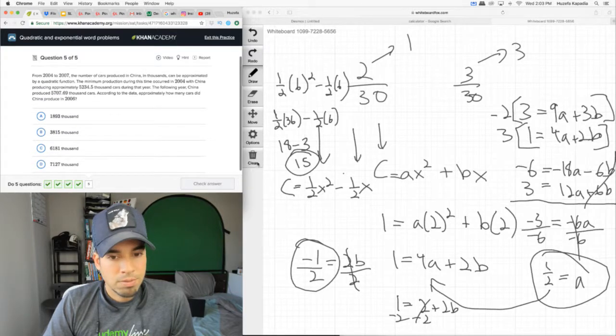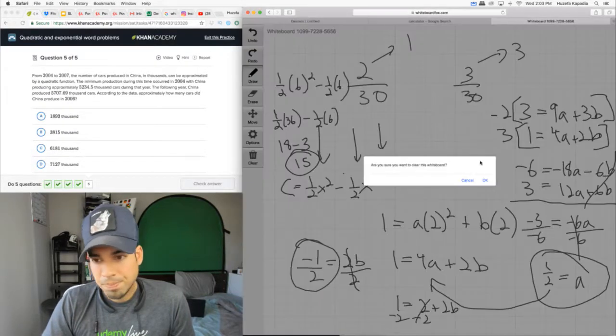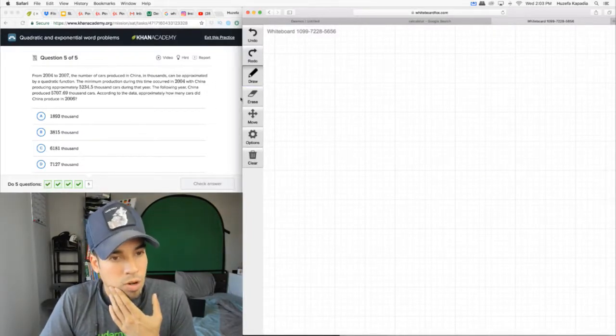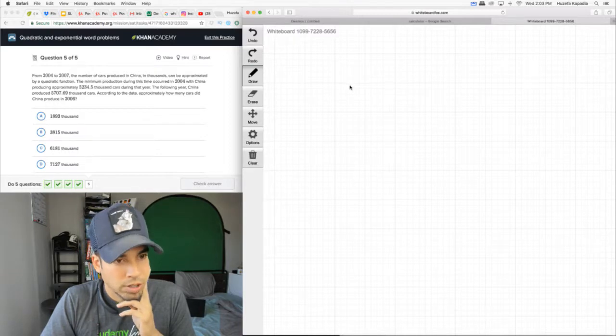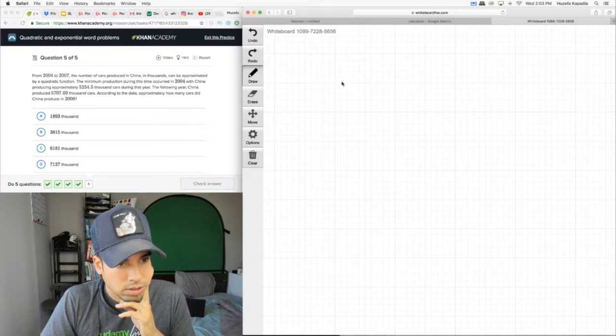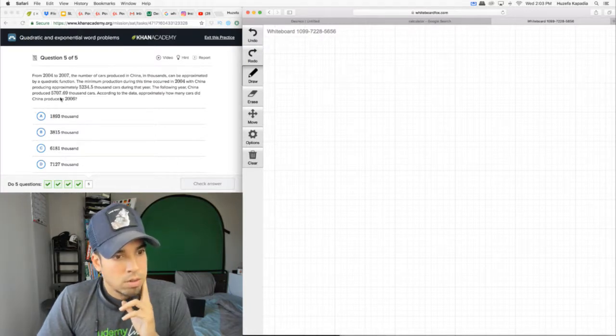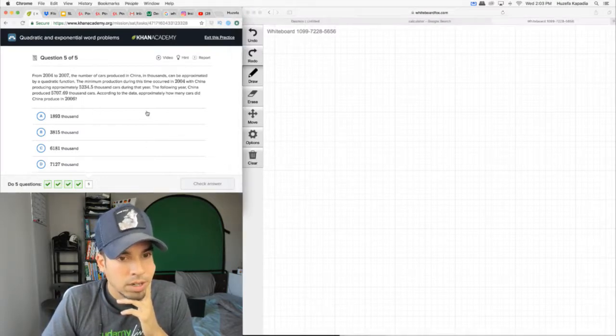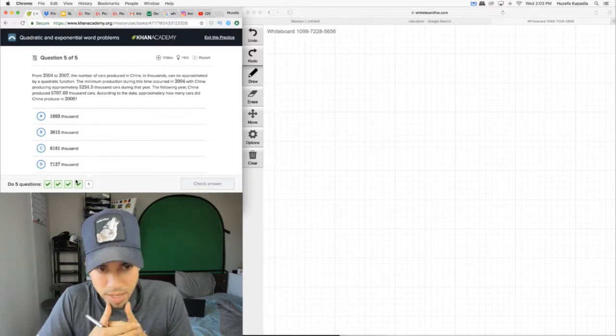Finally, question 5 of 5. Here we go. From 2004 to 2007, the number of cars produced in China can be approximated by a quadratic function. The minimum production during this time occurred in 2004, with China producing approximately 5,234.5 thousand cars during that year. And this is a no calculator, by the way. The following year, China produced 5,707.69 thousand cars. According to the data, approximately how many cars did China produce in 2006?